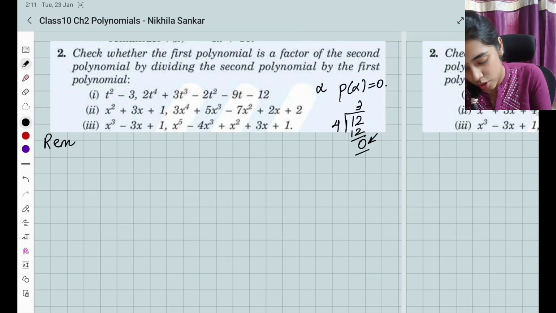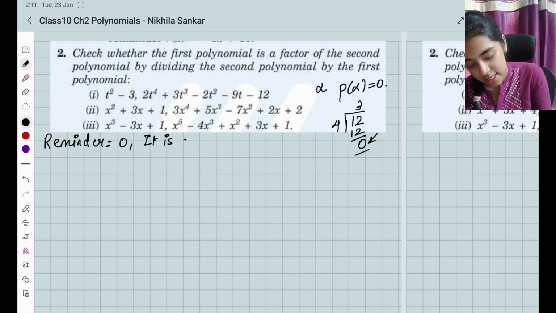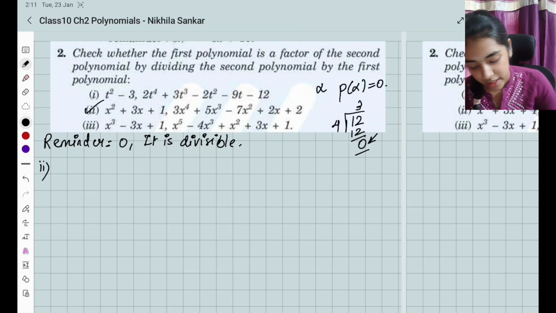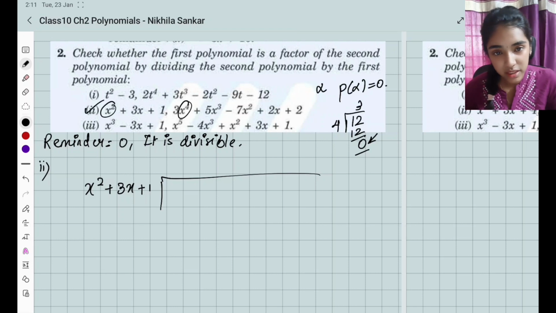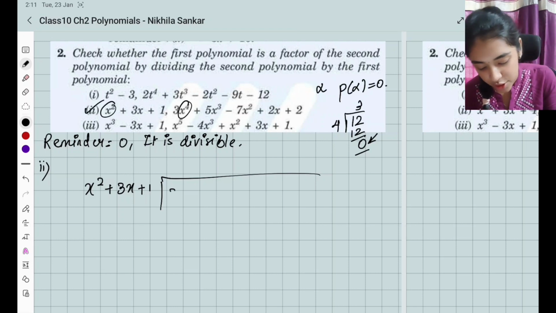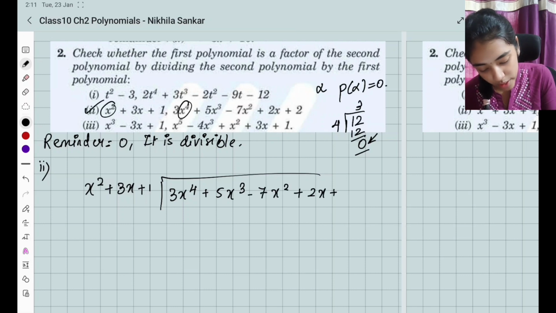So நம்ம எப்படி எழுத போறோம்? If the remainder equals 0, then it is divisible. Okay? So இதுல first question நீங்க போடுங்க, நான் second and third போட போறேன். So இப்போ second question, we have x cube plus 3x plus 1. So that is going to be the divisor. X square 3x plus 1 divided by, always be careful, இந்த இடத்துல x power 4 இருக்கு, இங்க x square இருக்கு. எது dividend, எது divisorனு carefully பார்த்து போடுங்க. So you have 3x power 4 plus 5x cube minus 7x square plus 2x plus 2.